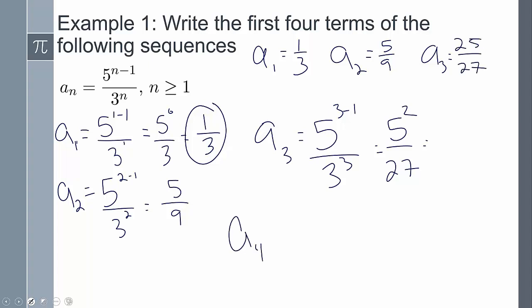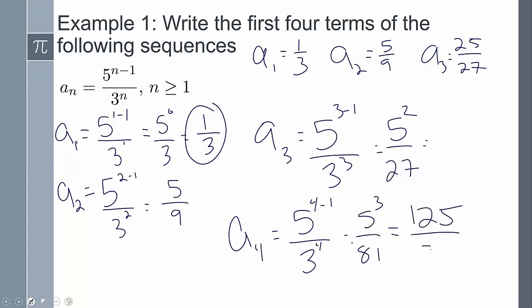And then a sub 4, which is my fourth term, that's going to be 5 to the 4 minus 1 over 3 to the 4. So that's going to be 5 to the third over 81. 3 times 3 times 3 times 3 is 81. 5 to the third is 125. So my a sub 4 is going to be 125 over 81.